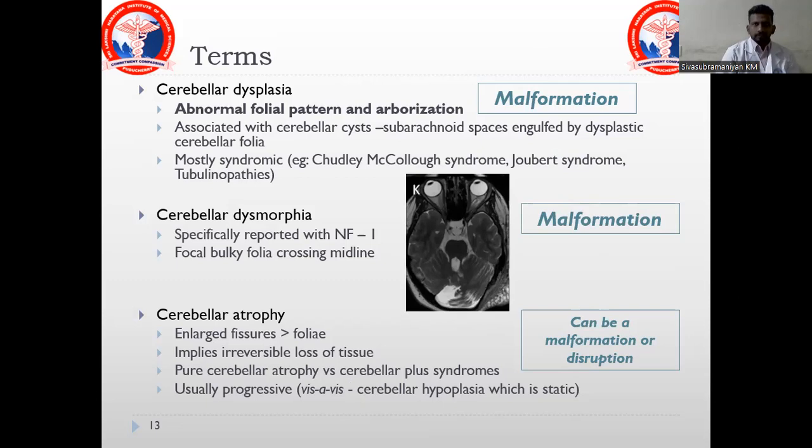Cerebellar atrophy, that is a term that we use for irreversible loss of cerebellar tissue, and there is a caveat here: it can be a malformation or a disruption, and you have to differentiate between a pure cerebellar atrophy versus a cerebellar plus syndrome, and it is usually progressive.